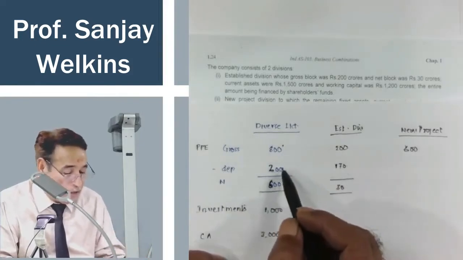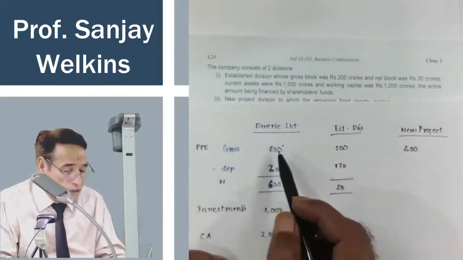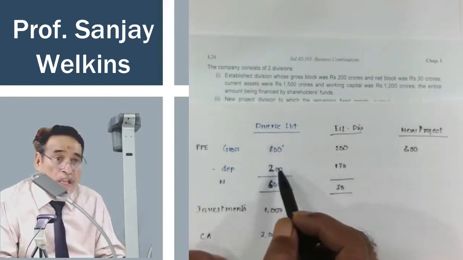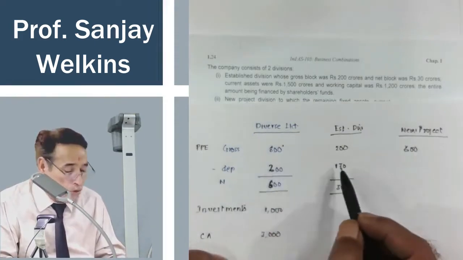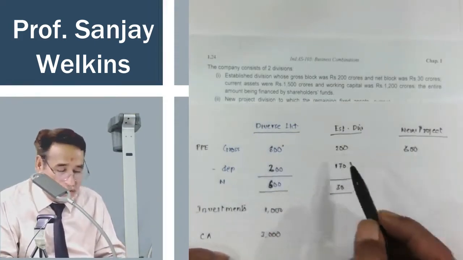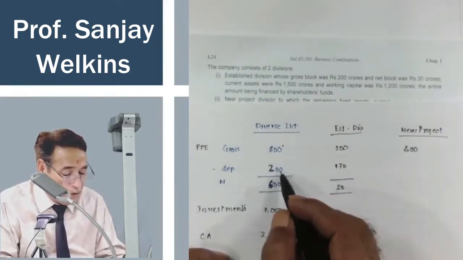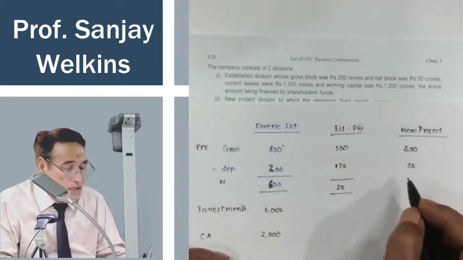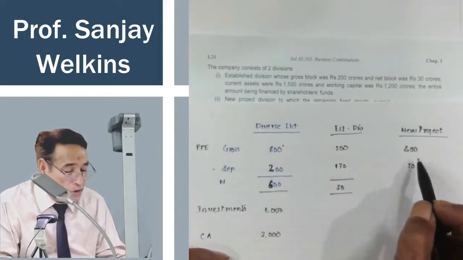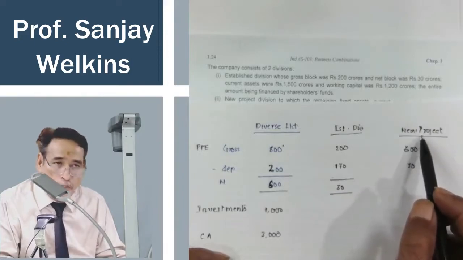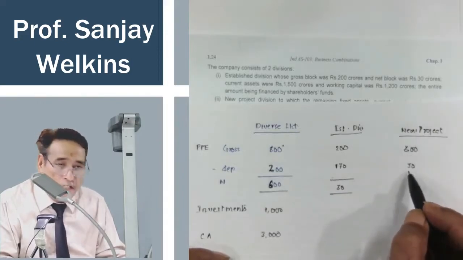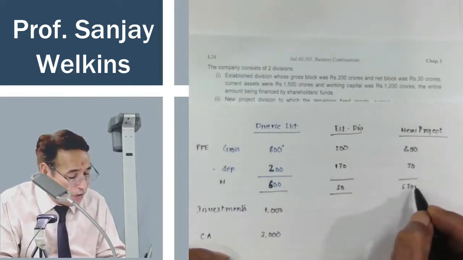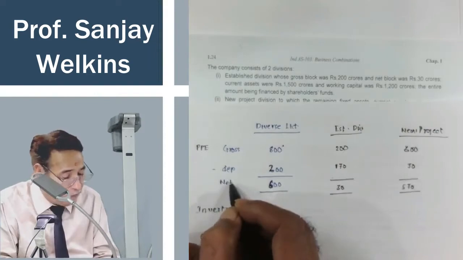Now just pay attention. Diverse Limited, which has two divisions, has total depreciation of 200, out of which 170 relates to this division. So if I subtract 170 from 200, I will be left with 30. This 30 will become the depreciation on property, plant and equipment related to the new project. Now the gross value is 600, depreciation is 30, so we come to the conclusion that it must have a net value of 570.